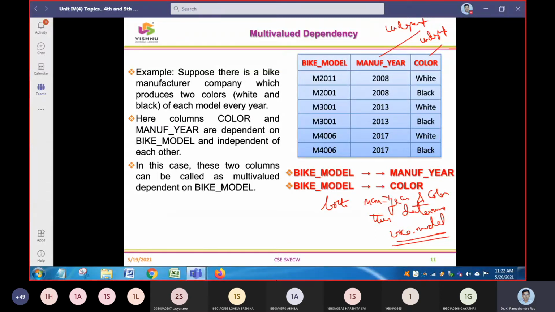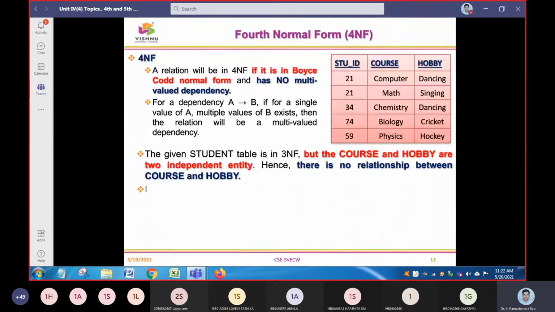Now, what is fourth normal form? So we had an introduction of BCNF and multi-valued dependencies. Now let us come to the core part of fourth normal form. Before we dig deep into the definition, let us understand this table first. There is a student ID, course and hobbies. Course is called academic, hobbies we call non-academic. See how clear the table is. Very good example to understand.